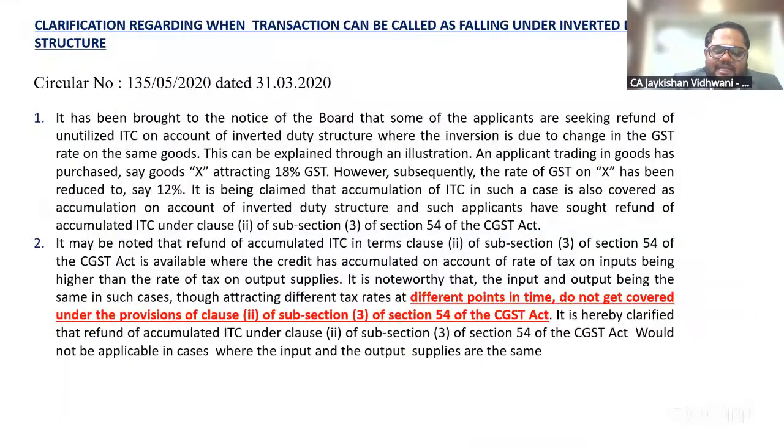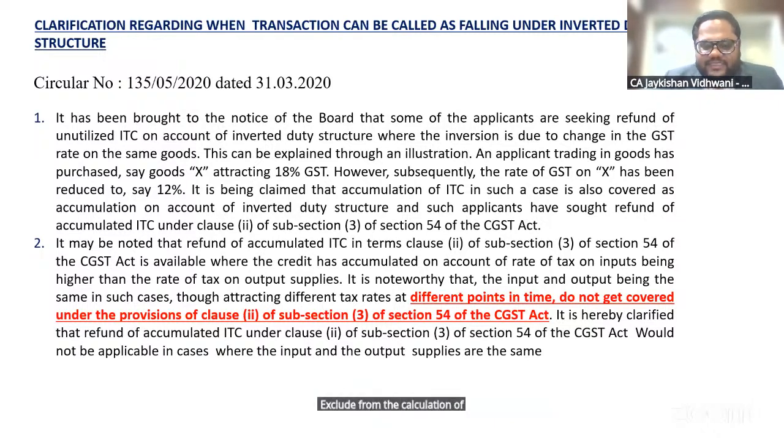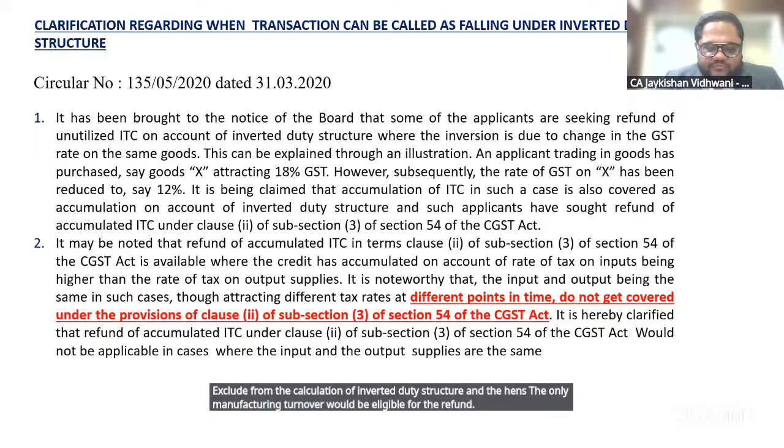Next, one query was asked: if there is trading turnover and manufacturing turnover, whether this would be eligible. The answer is that for inverted turnover, only manufacturing entities would be eligible. The trading turnover you need to exclude from the calculation of inverted duty structure, and hence only the manufacturing turnover would be eligible for the refund.